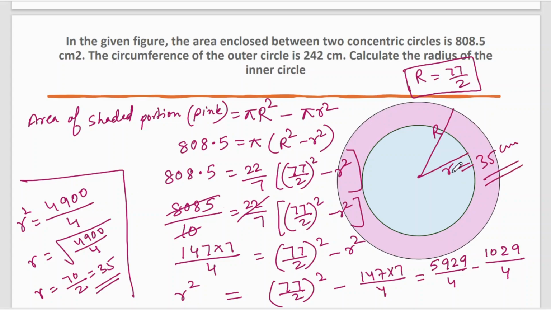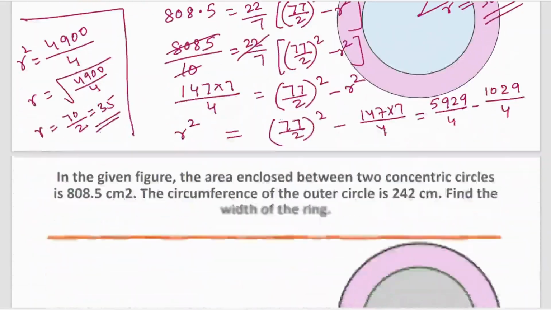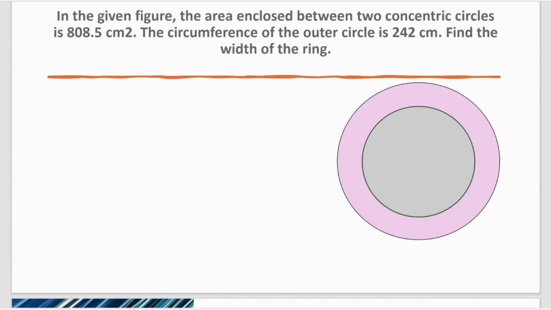Okay. Next, in the given figure, the area enclosed between two concentric circles is 808.5 centimeter square only. The circumference of the outer circle is 242 centimeter. Find the width of the ring. See, all the data of the question is same as the last question only.